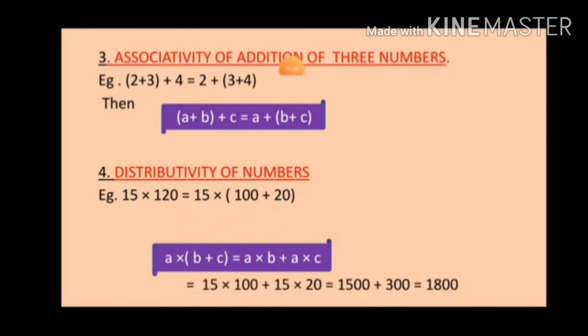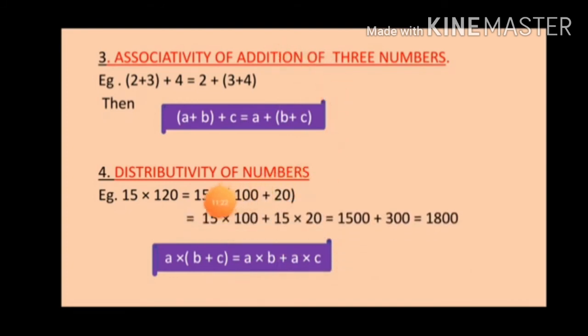So how can I proceed with this? I will multiply the first whole number with the first addend. Then I will place the addition sign, and then again the whole number 15 will be multiplied with the next addend, that is 20. While getting the product for each of these, later on we will add. So we will get the answer is equal to 1800.